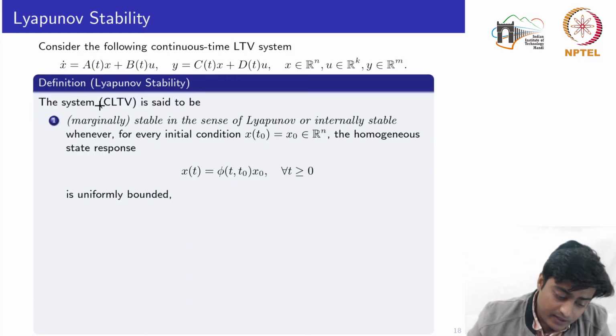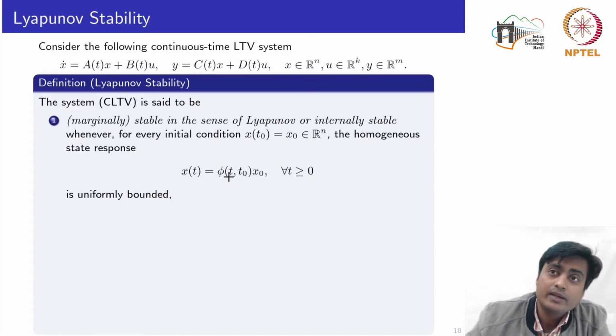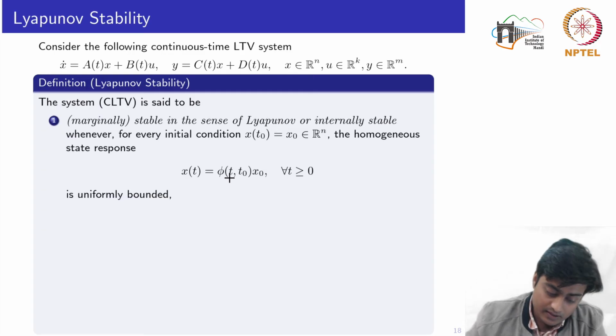So we define for this linear system that the continuous time linear time varying system is said to be marginally stable in the sense of Lyapunov, or internally stable, whenever for every initial condition x naught the homogeneous state response given by this is uniformly bounded, where phi is the state transition matrix initialized at t naught, and we are seeing the response at time t.